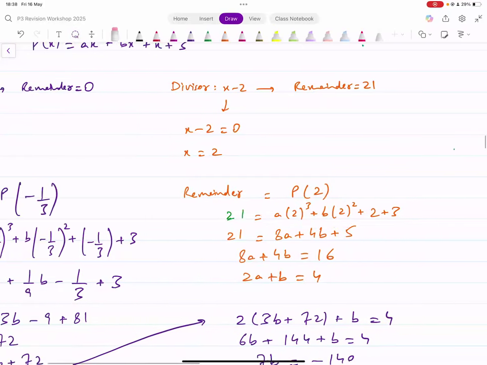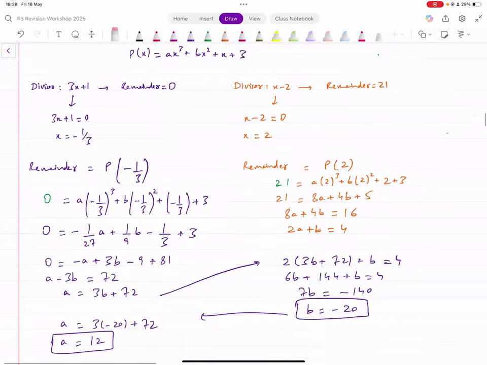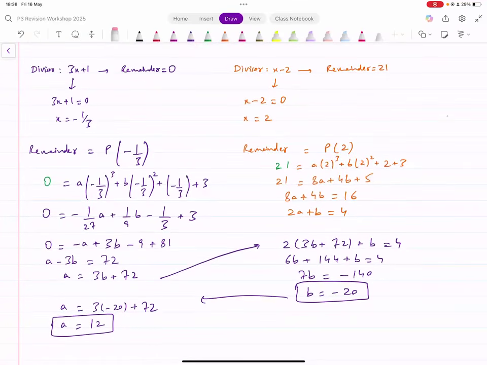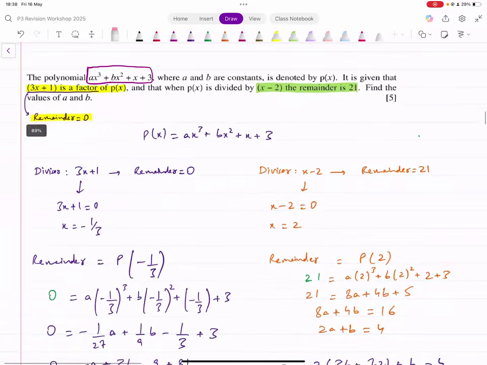You've got two equations. You simplify them and solve them simultaneously, and that gives you the values of a and b. That's a very common question, keeps getting repeated every other paper. That's how you would do it. Okay, so you can have a look at this working.